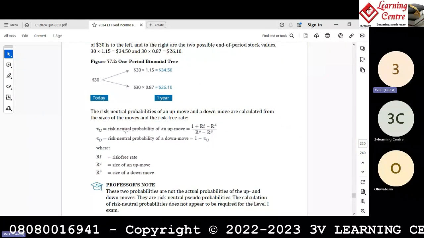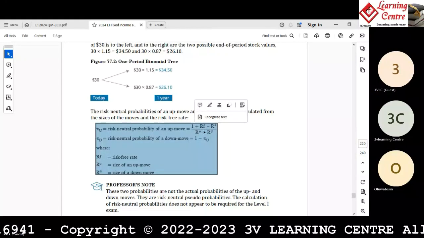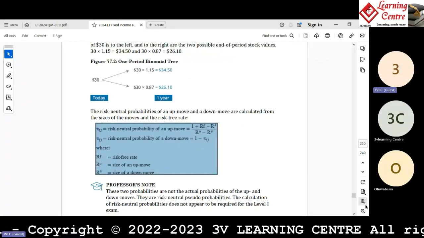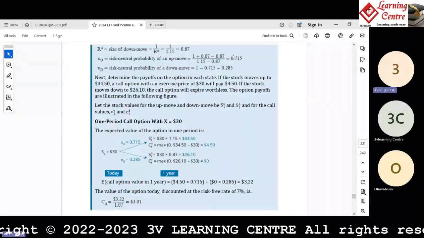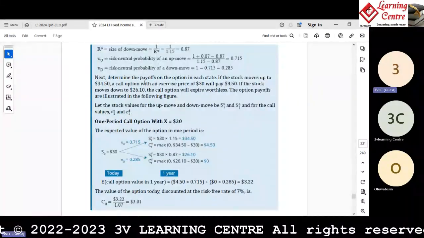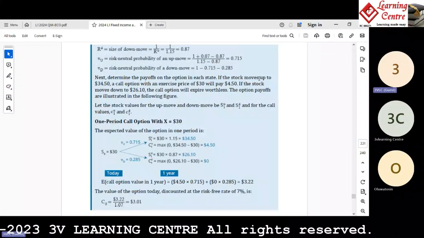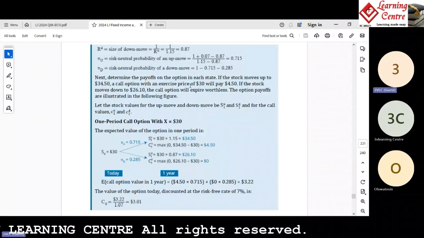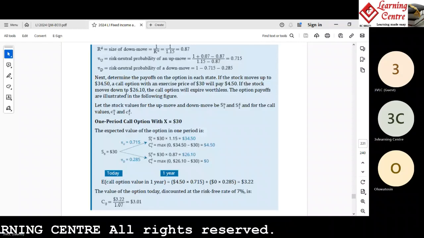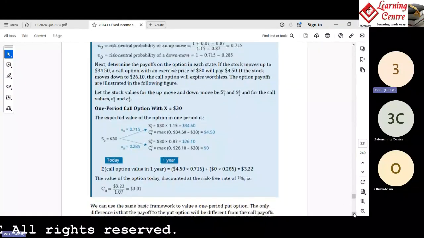Risk neutral probability of an up move. So you will calculate the up move, and then 1 minus what you get will give you the down move. So that's what they've done here, 0.715, 0.25. Now, let's determine the payoff in each state. If the stock moves up to 34.5, a call option with an exercise price of 30 will pay this. If the stock moves down, the option is worthless. So that's what this is saying.